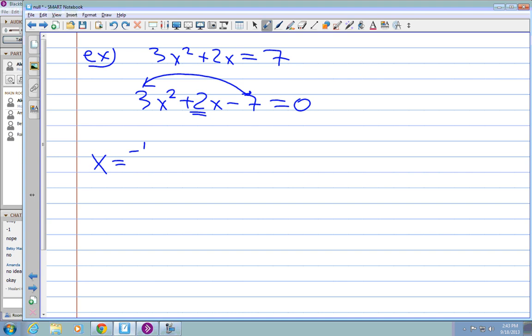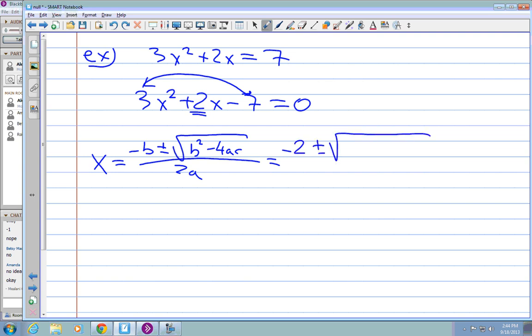Because the quadratic formula says negative b first. Well, what is b in this equation? 2. So negative 2 plus or minus the square root of b squared, which gives me what? 4, minus 4 times a, which is 3, times c, which is negative 7, all divided by 2a, so 2 times 3. Right? So that's the setup. The rest you just have to compute.